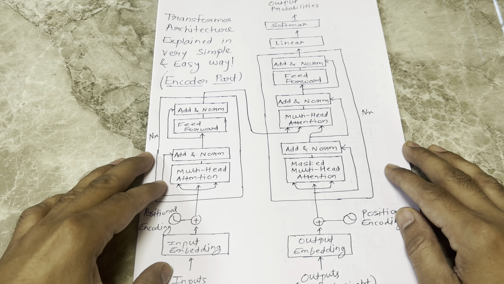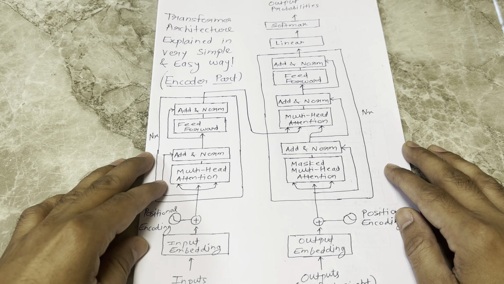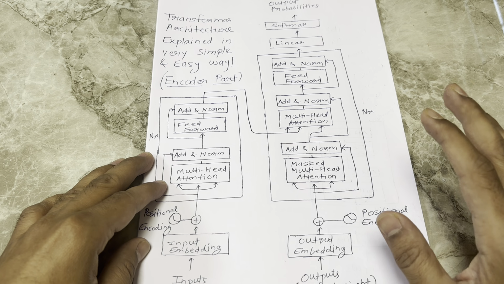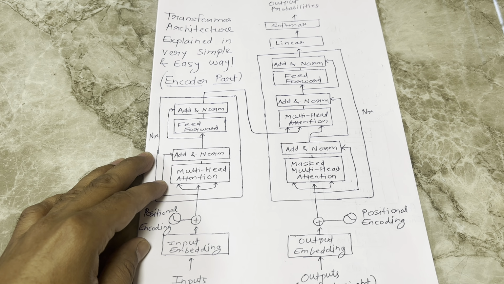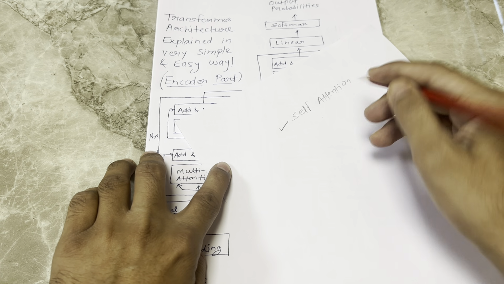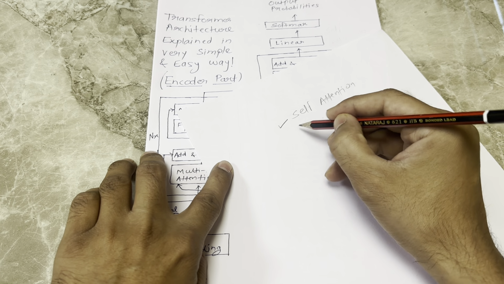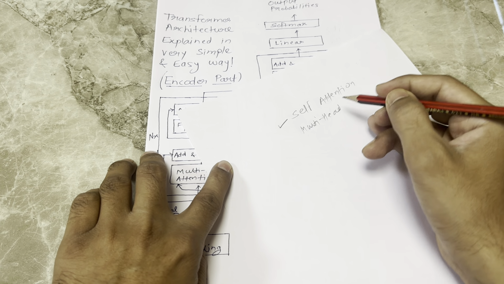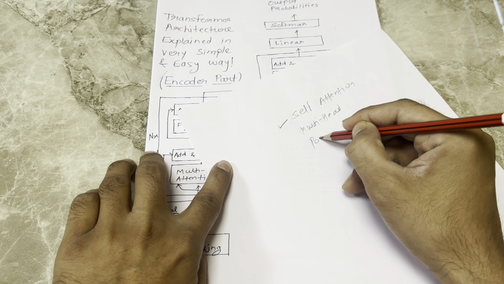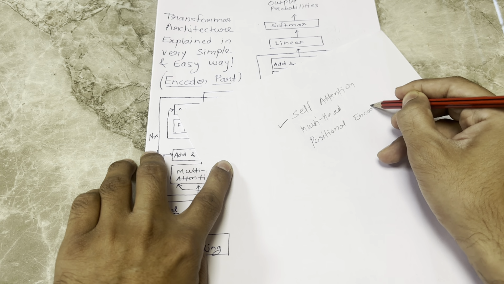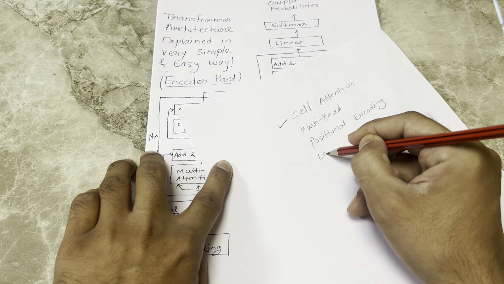In this video, we are going to discuss transformer architecture in detail with very simple explanation using the concepts like self-attention, multi-head attention, positional encoding and layer normalization.